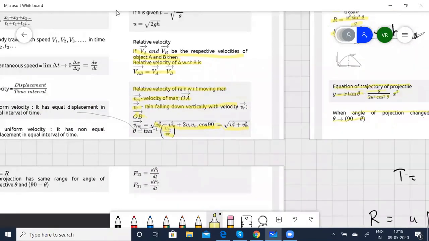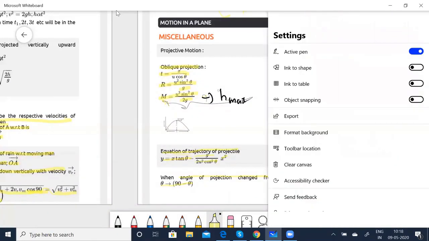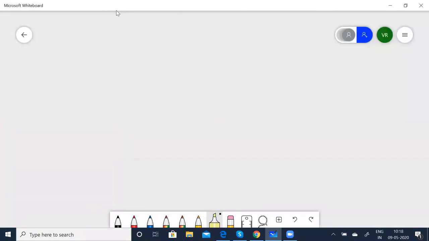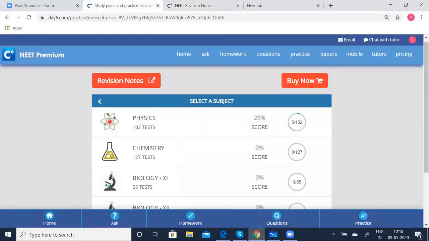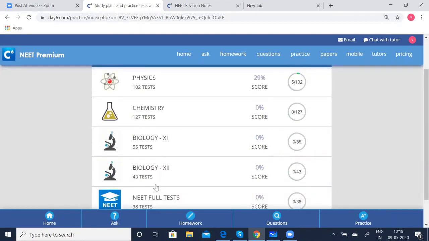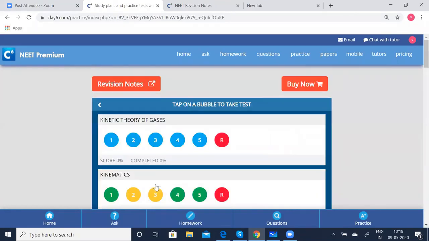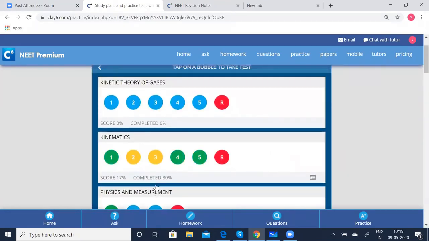We'll go to the tests. If you want to take the test, go to the site. Here you have physics, chemistry, biology, and full tests also. Click on the physics tests. Now we are doing kinematics. As I told you yesterday, motion in a plane and motion in a straight line are clubbed together as kinematics.